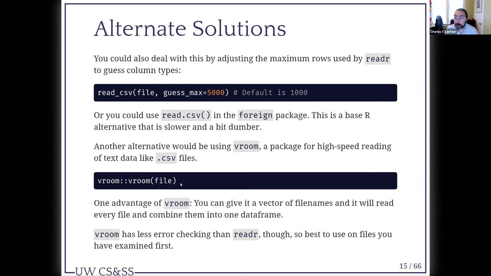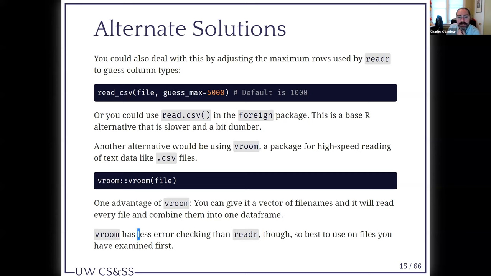Another cool thing about Vroom is, unlike read CSV, if instead of a single file here, you give it a vector of file locations, it will read all those files in sequentially and stick them together into a single data frame. So Vroom can take an entire directory of files, read them in off of one command and staple them together into a data frame. I love Vroom. I use it all the time.